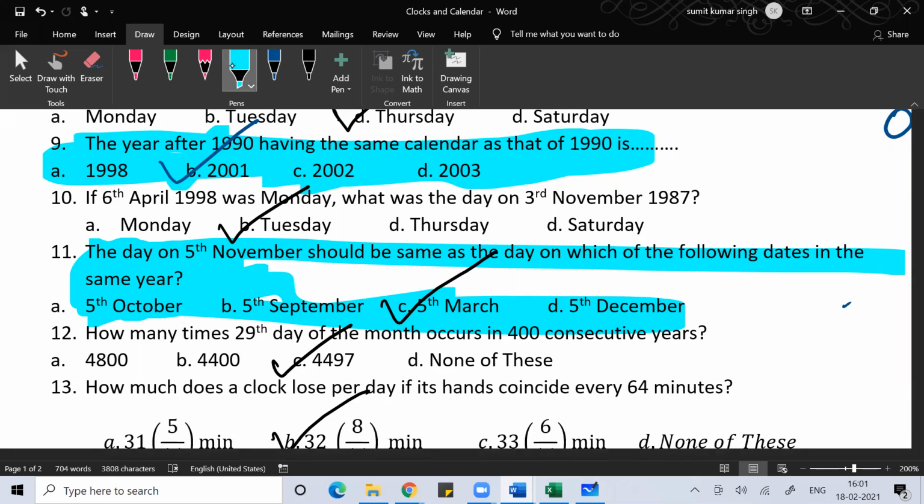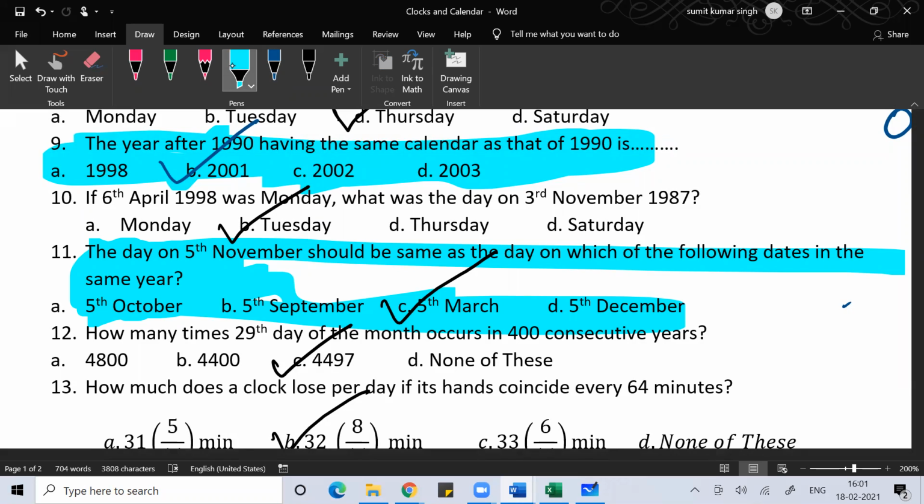March to April, you have 3 days. Then April to May, 2 days. May to June, like that you can take. Let 5th March be X. So 5th April will be X plus 3. 5th May will be X plus 5. So like that 5th June will be X plus 1. Like that you can do it.